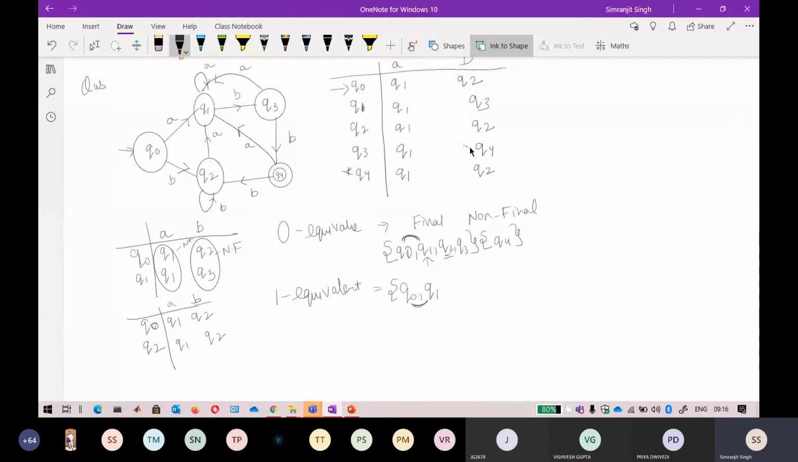Also Q4. If you look clearly, Q1 and Q1 in the previous step belong to the same set. If I call this set 1 and this set 2, then Q1 and Q1 belong to the same set, set 1, so that is okay. Q2 and Q2 again belong to the same set. So I can place this Q2 here.